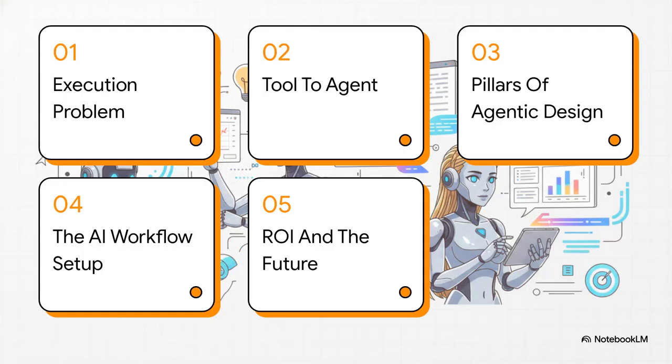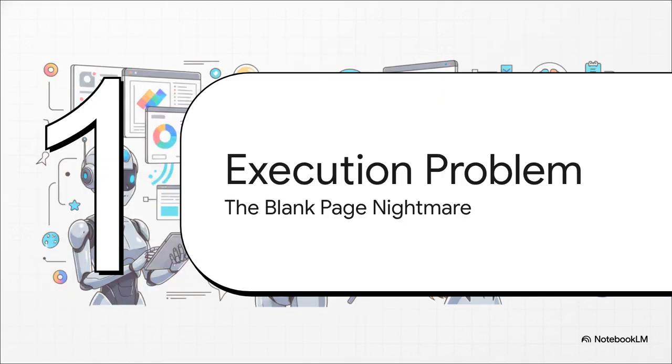Here is our roadmap for today. We'll start with the marketing execution problem, move from tool to agent, look at the pillars of agentic design, walk through the AI workflow setup, and finish up with the ROI and the future. Section 1. The marketing execution problem. The nightmare of the blank page.